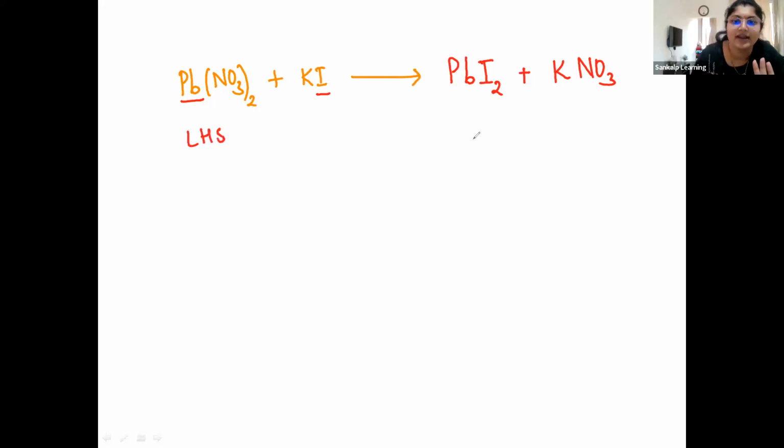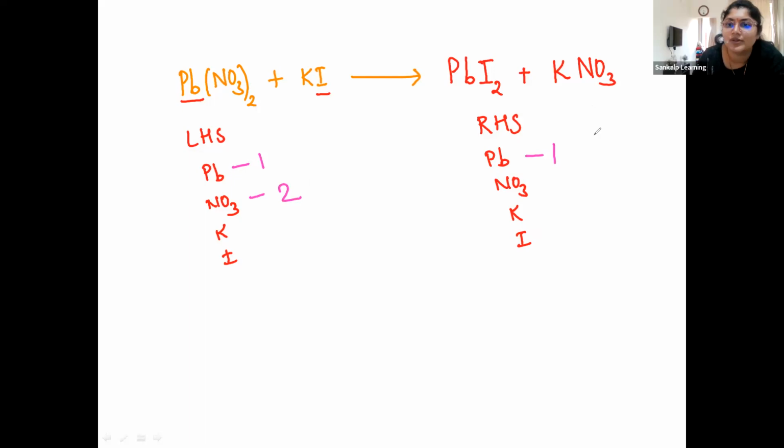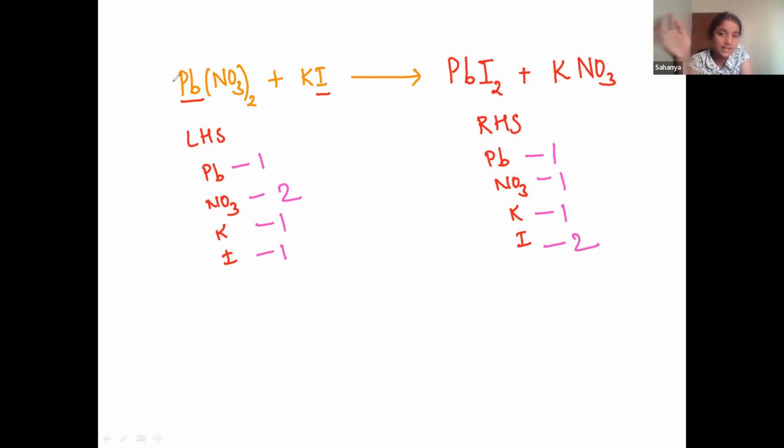So LHS and RHS: Pb, then NO3, then K, and then I. On the left, Pb is 1, NO3 is 2, K is 1, iodine is 1. On the right, Pb is 1, NO3 is 1, K is 1, iodine is 2. So we are supposed to put 2 to the KNO3.